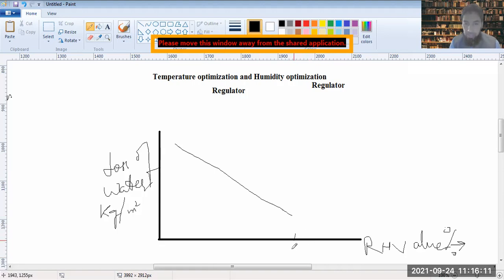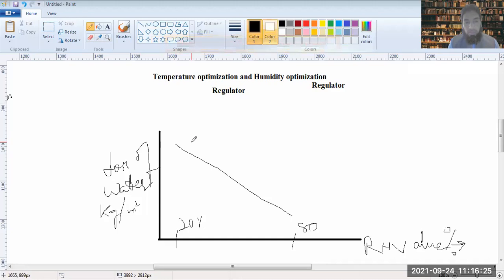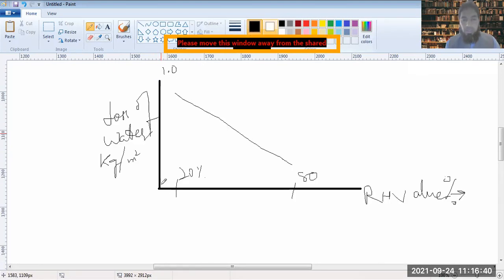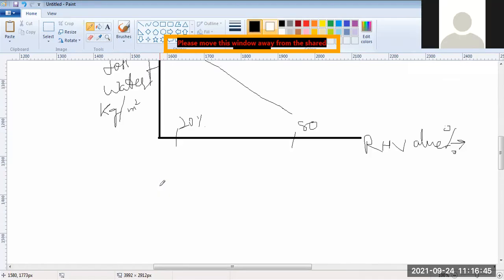So near 80% RH value, you would get the minimum amount of loss of water, and at around 20%, you could get the highest amount of loss of water that is happening. So if this is on the normalized scale, where 1 is the ultimate factor, normalized means it's normalized over some different values.